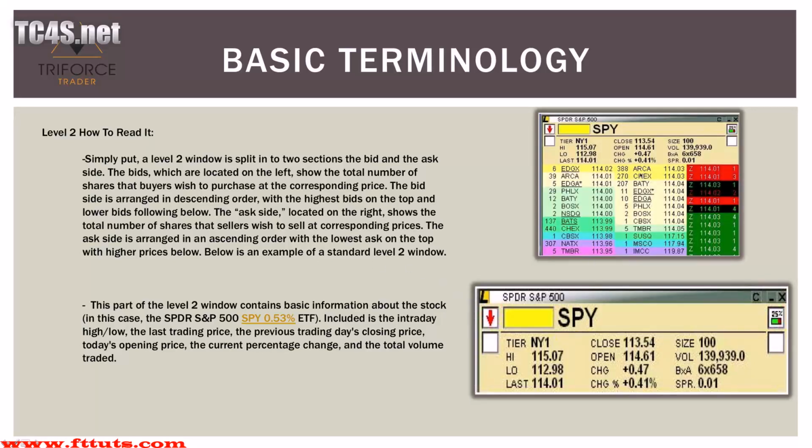window. Okay. So generally speaking, this is the bid and this is the ask over here. Okay.